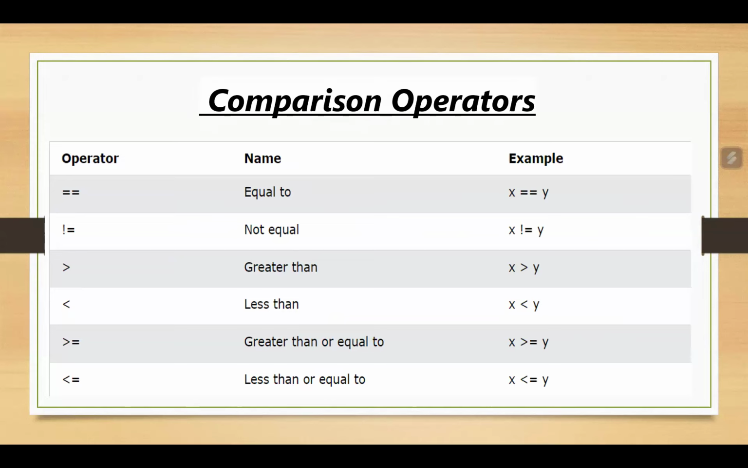Next, comparison operators compare the left hand side data and the right hand side data. They are equal to, not equal to, greater than, less than, greater than or equal to, less than or equal to. Here we can see x is equal to y.